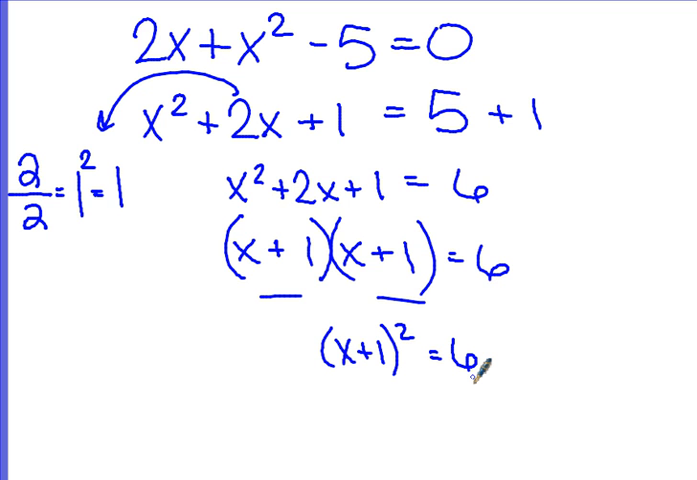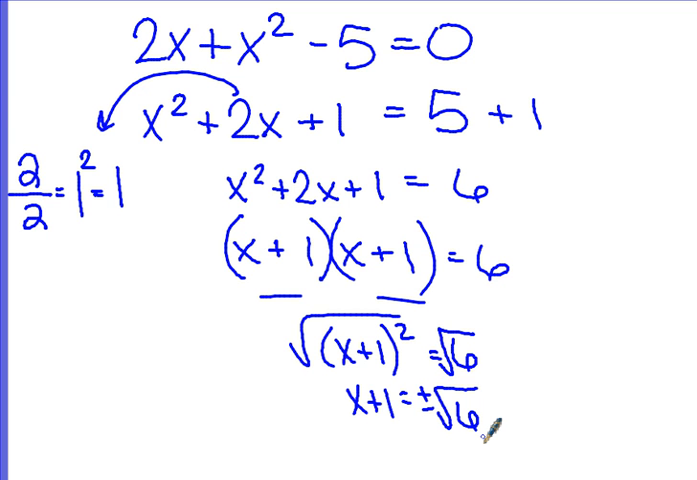And from there, we solve for the variable. In order to get rid of that square, we take the square root. And what I do to one side, I have to do to the other. Make sure you add that plus or minus in there. And then to get the x by itself, we just subtract 1. So x equals negative 1 plus or minus the square root of 6.